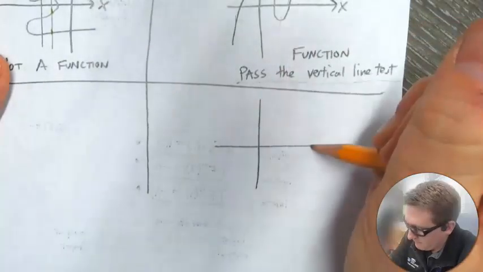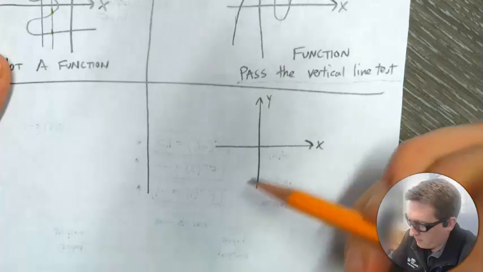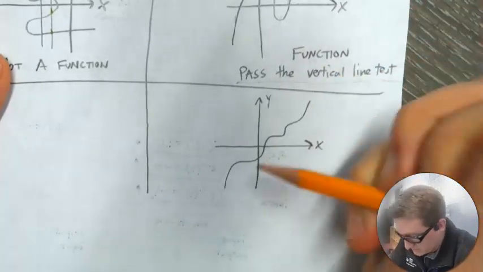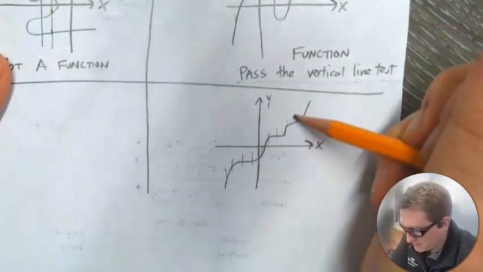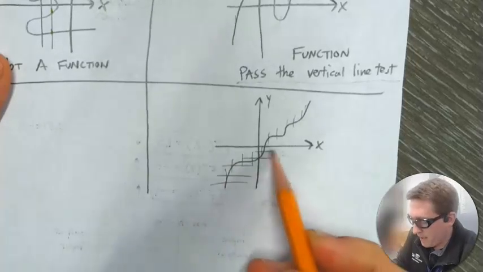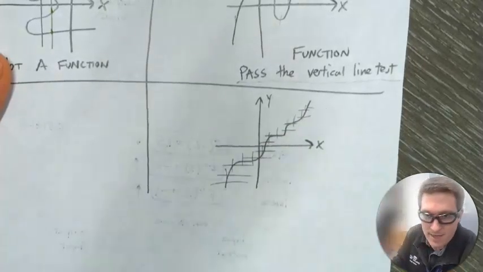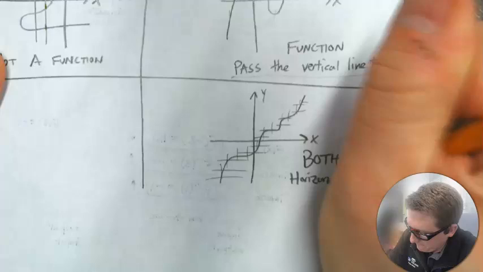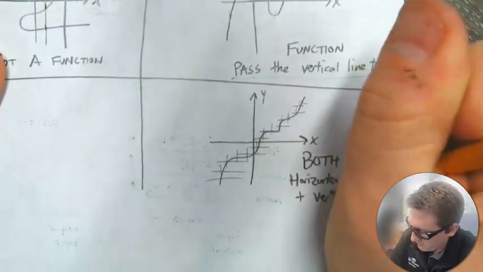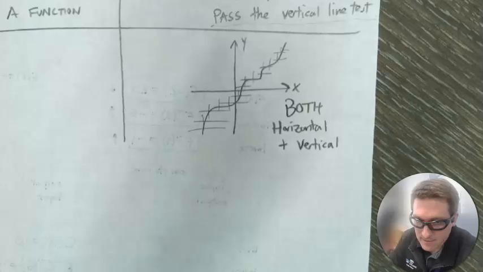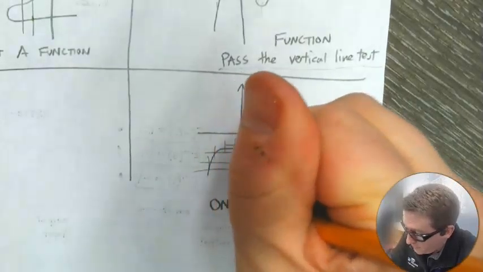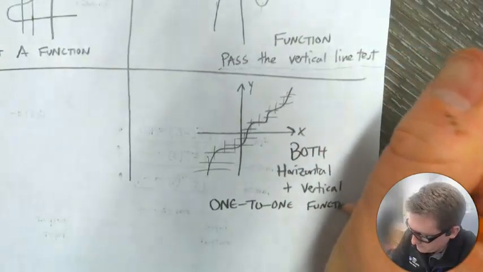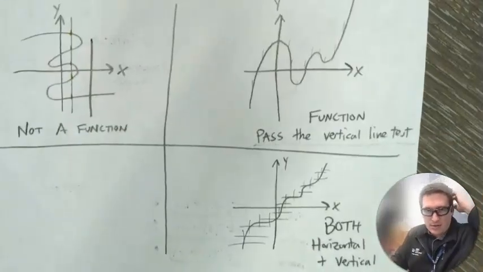So what's a one-to-one function? Well, a one-to-one function is not just a function that passes the vertical line test. It's a function that also passes the horizontal line test. It passes both horizontal and vertical line test, and therefore, it is a one-to-one function. But we don't use this language.